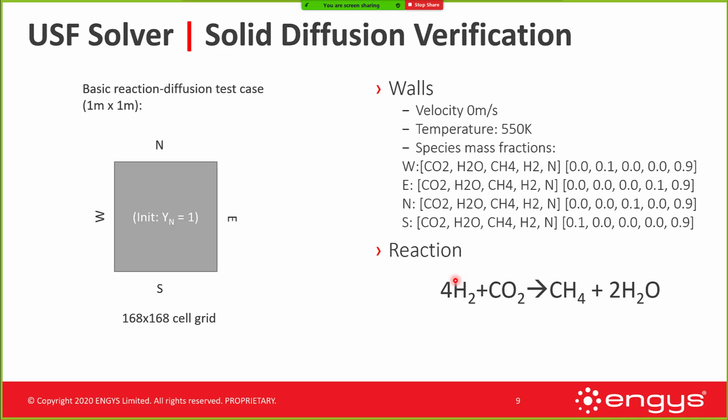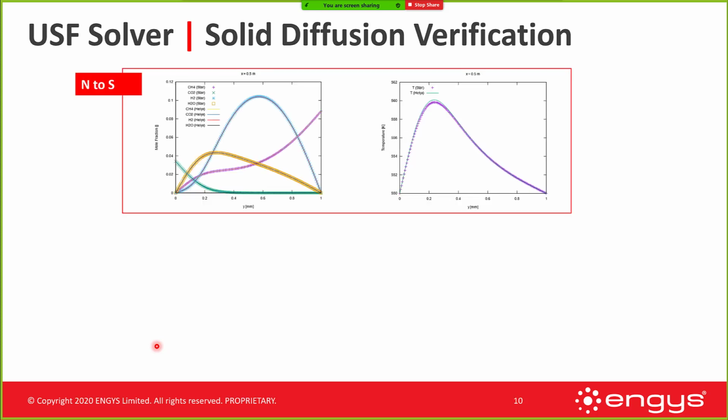In terms of a straightforward verification, this was a simple case of mass fraction at each one of these walls, north, south, east, and west. And we're modeling a reaction diffusion example for this simple reaction. In the end, what we're comparing is the mole fraction and the temperature across the centerline cuts from west to east and north to south.